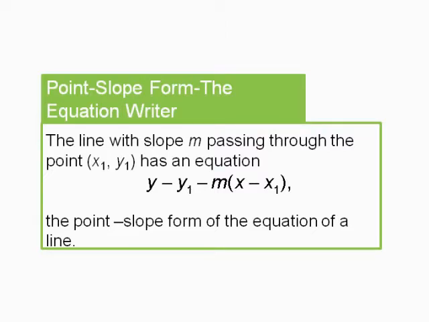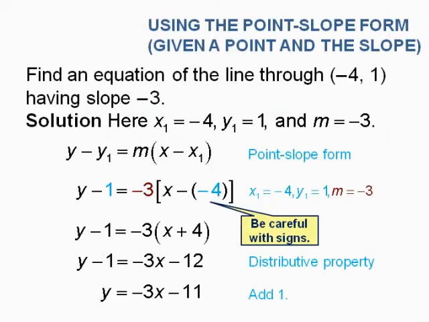Now the point slope form, or what I like to call the equation writer, if you're given a point or 2 points and a slope, this is the place to go right here, and we're going to show you that with some examples.